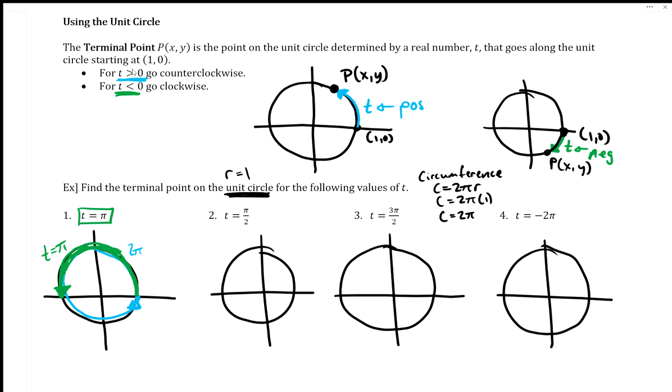And then they said the terminal point. So the terminal point, we will mark in the black ink. Well, that would be the point that's on the negative x-axis. That would be negative 1, 0. Okay, so that is the terminal point for this problem.